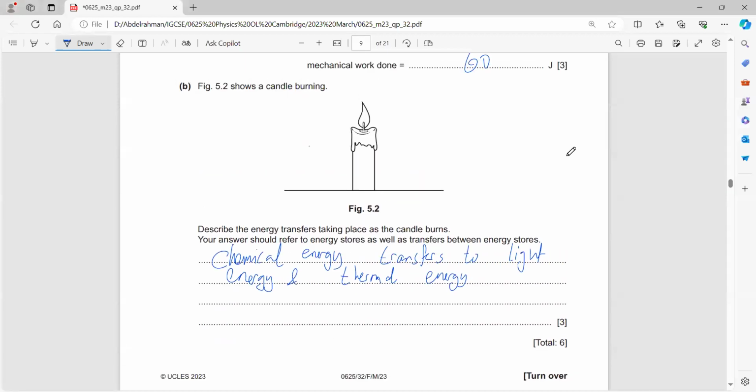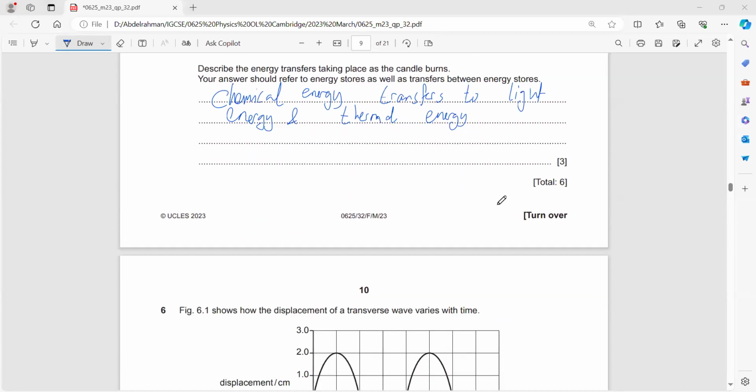Can I say heat energy lost to the environment? There is heat energy transferred to the environment. Yes, there is. But the question is, what are the energy changes? Initial energy was chemical, stored inside the candle. This chemical energy, as it burns, is changed to thermal energy, which is lost. Yes, I know it's lost, but I don't care about whether it is lost or not. And it is transferred as light energy as well, which is the useful energy in this case.